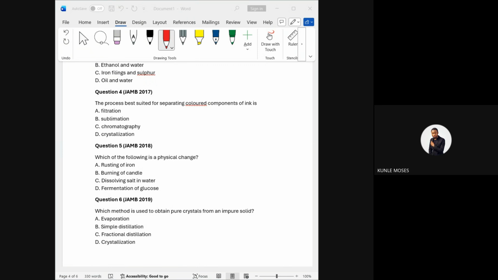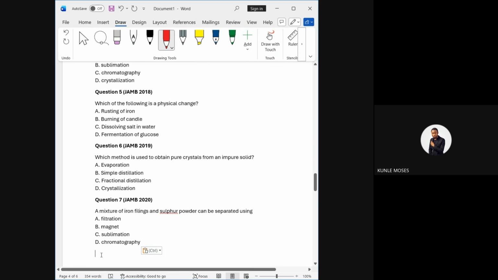So let's go back to Gift. I've not taught you this, we've not gotten there, but let me see if you get it. It is also under separation techniques that I've not taught you. So Gift, try. A mixture of iron filings and sulfur powder can be separated using what? Magnet. Very good.